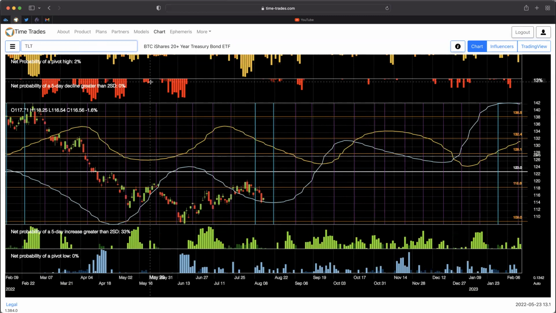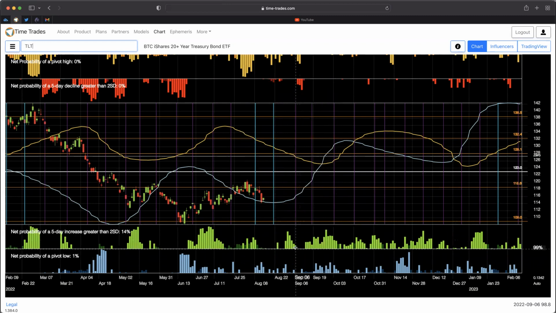Okay, so let's take a look at TLT here. This is the 30-year bond. One of the things we're looking at is to see how this fits with our forecast for stocks. And you can see here that we've got a big pivot high historically. And so what this means is that the cycles that Time Trades is tracking aligned up very strongly with this recent high in the 30-year bond. So what that does is it gives us a little bit of a bias that bond prices are going to be heading down here into maybe late September.